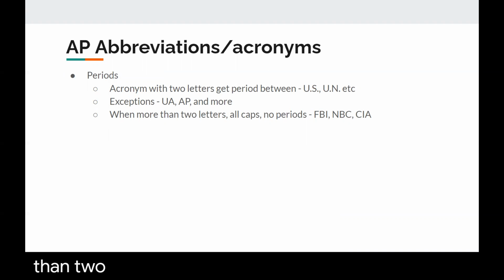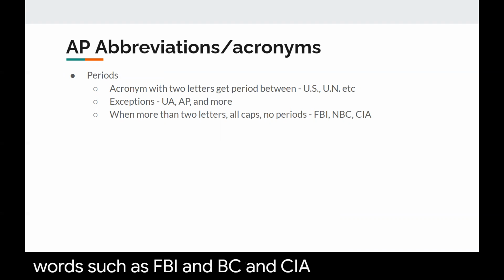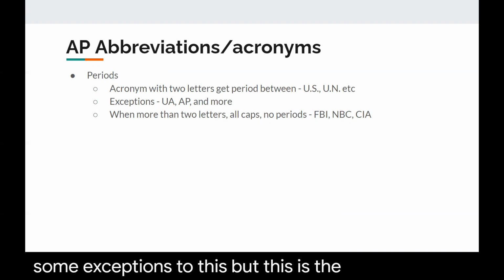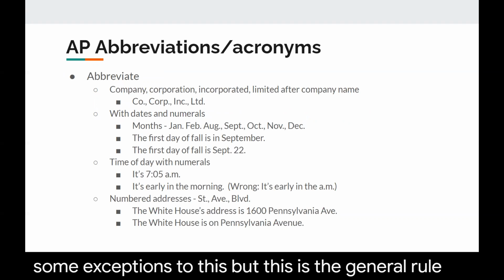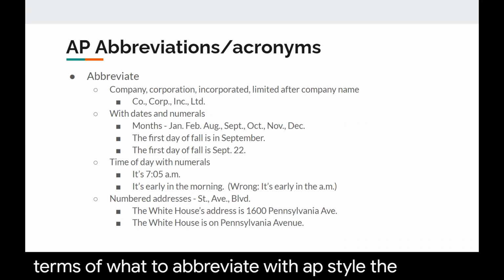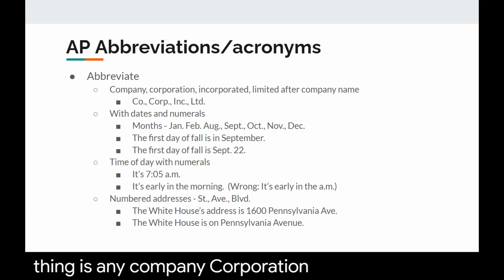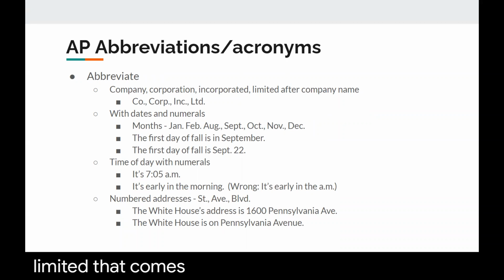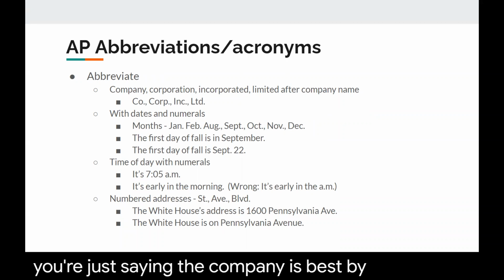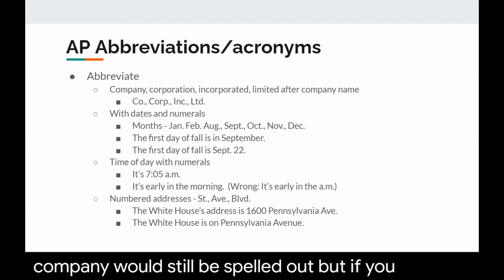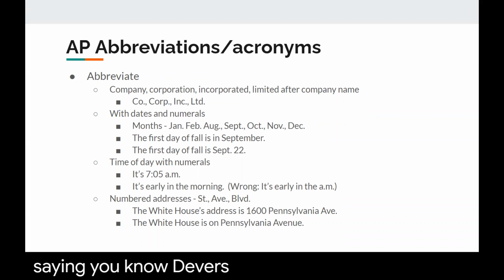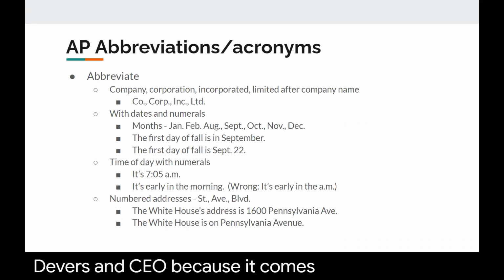When you have more than two letters, then you're going to present the acronym in all caps without periods between the letters, such as FBI, NBC, and CIA. Again, there are some exceptions to this, but this is the general rule. In terms of what to abbreviate with AP Style, the first thing is any company, corporation, incorporated, limited, that comes after the company name. So if you're just saying the company is Best Buy, company would still be spelled out. But if you were saying Devers and Company, it would be Devers and Co. because it comes after the company's name.